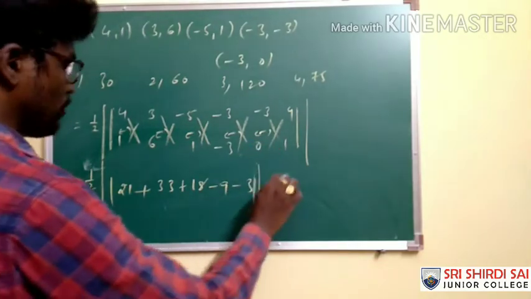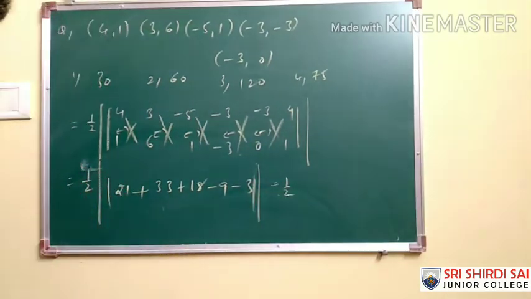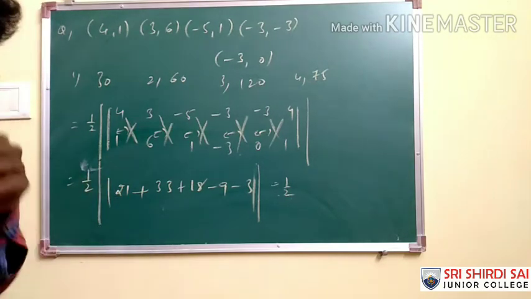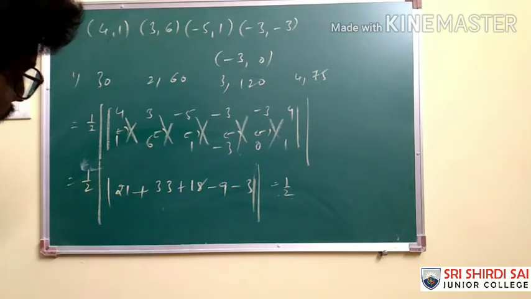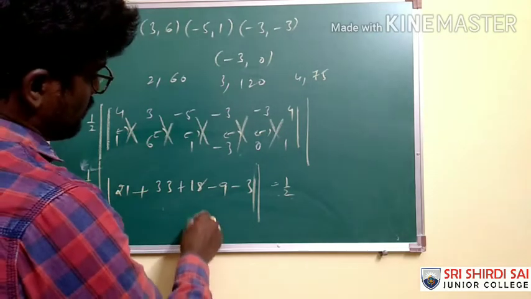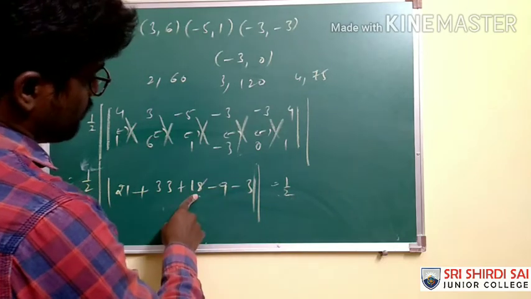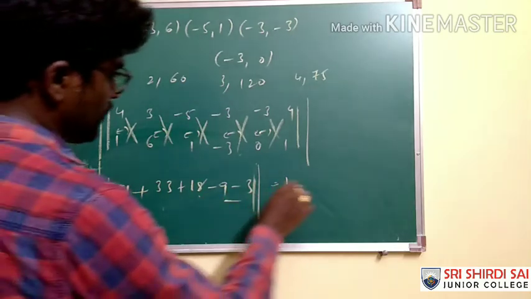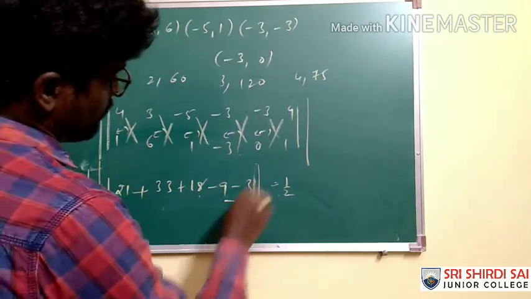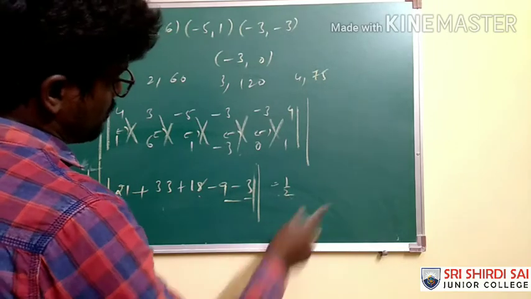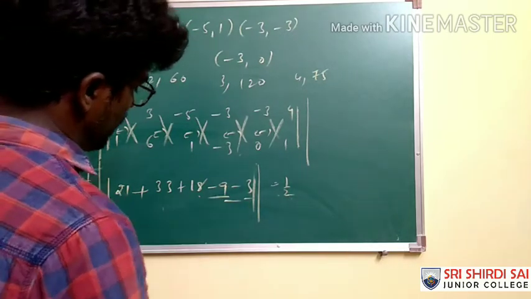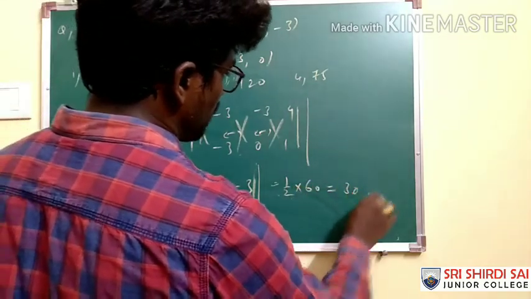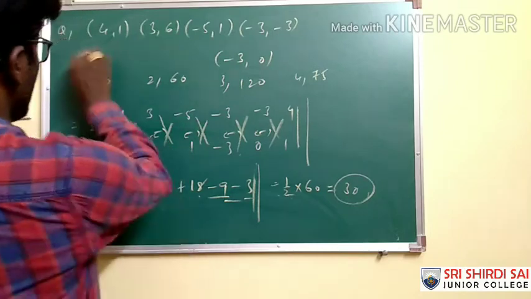Therefore half of 21 plus 33, 54, plus 18, 72. Okay, 72 minus 3, 69. 69 minus 9, 60. So 60 by 2 will give you 30 square units. So which is the suitable option? The first option.